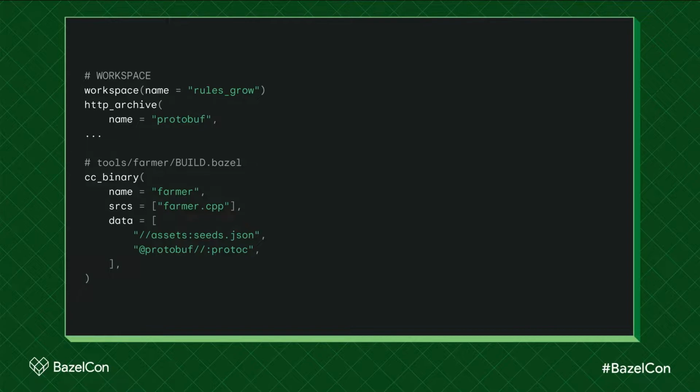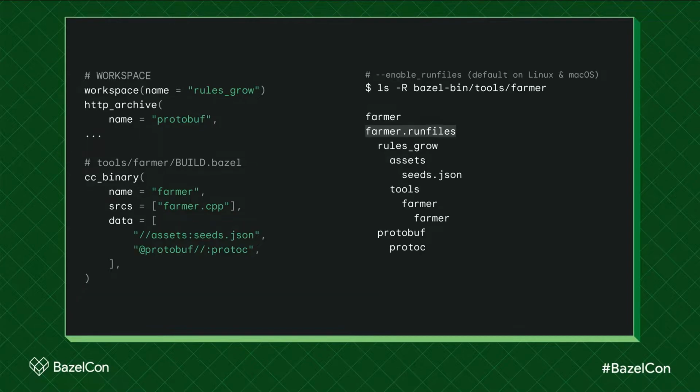That's nice and everything, but what does that actually look like? If you are on Linux or macOS, then there's a flag called enable_runfiles that will implicitly, even if you don't specify it, default to true. And what that will do is give you, right next to your farmer binary, a farmer.runfiles directory that mimics the structure of all your repositories, your main one and the external ones. It has all the assets in there, regardless of whether they are source or generated files, neatly arranged in a directory tree of symlinks. You have well-known relative paths at which, for example, the farmer binary could access protoc.